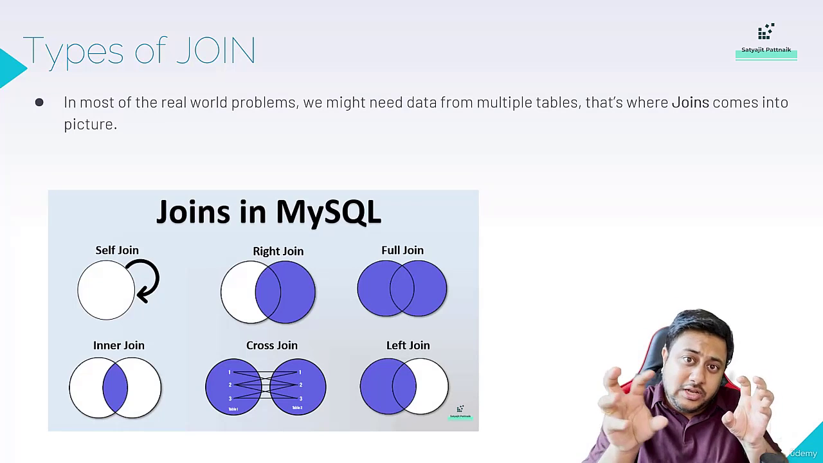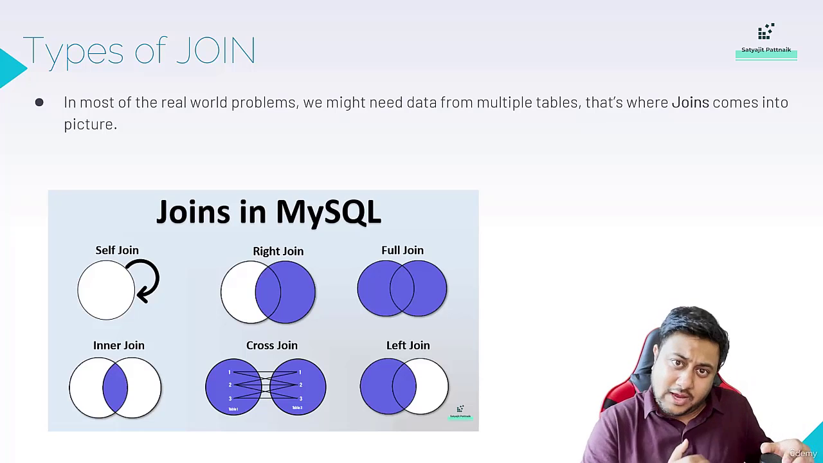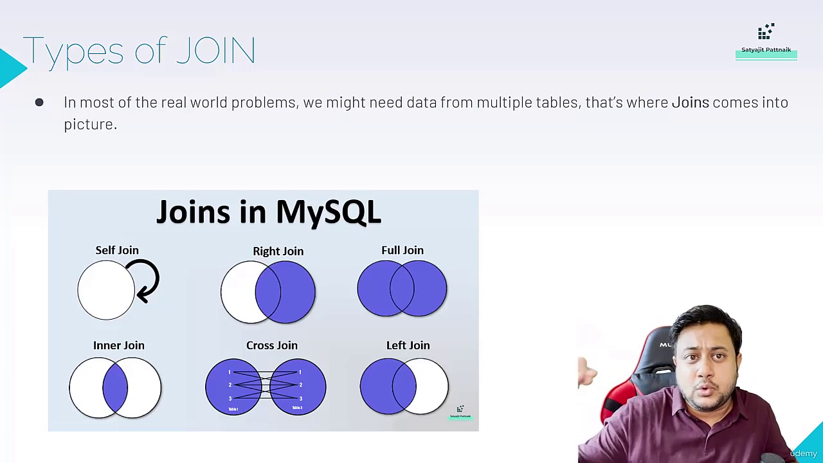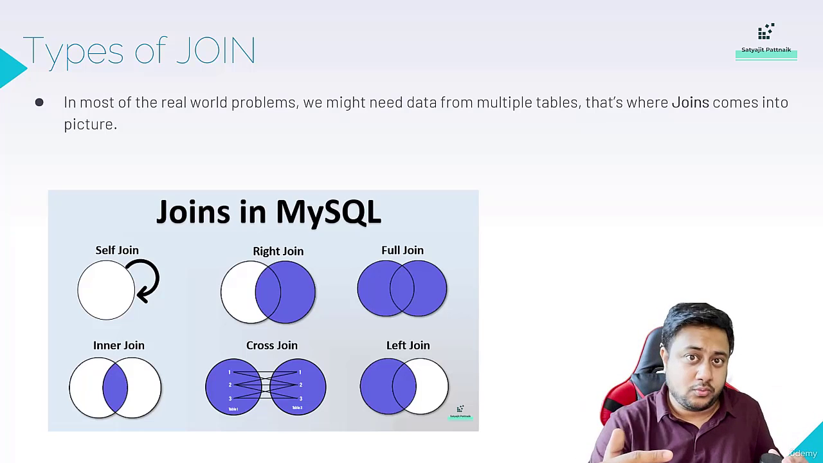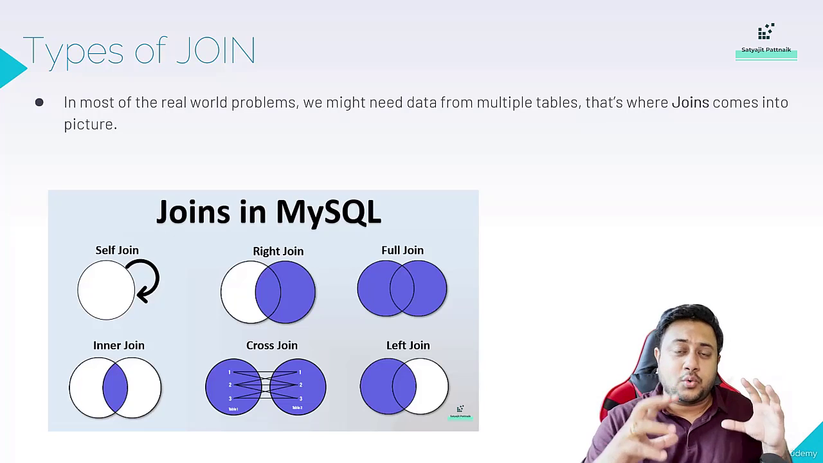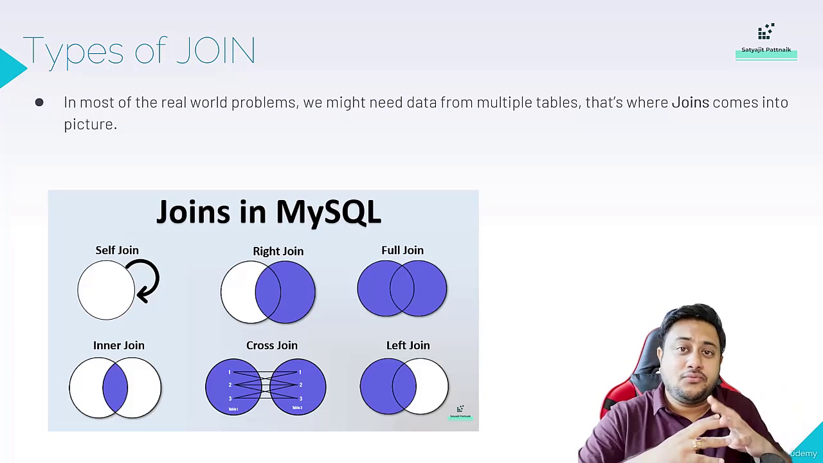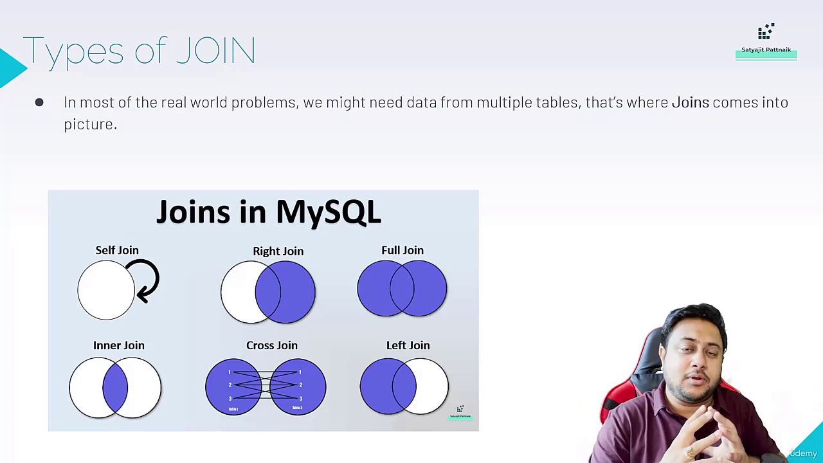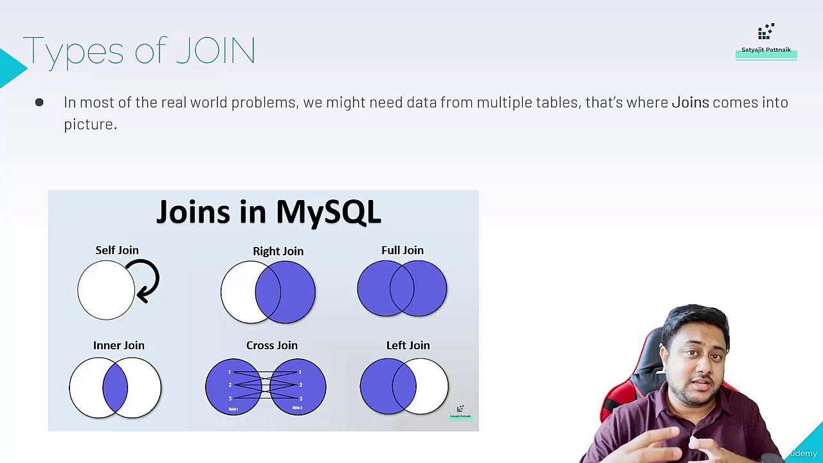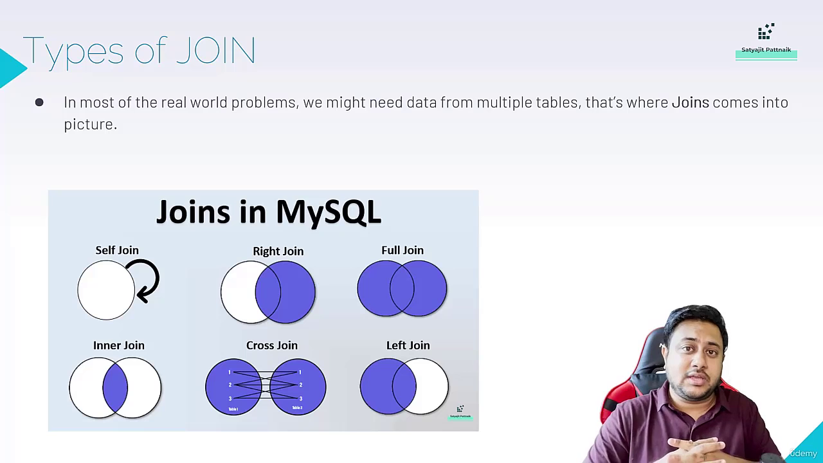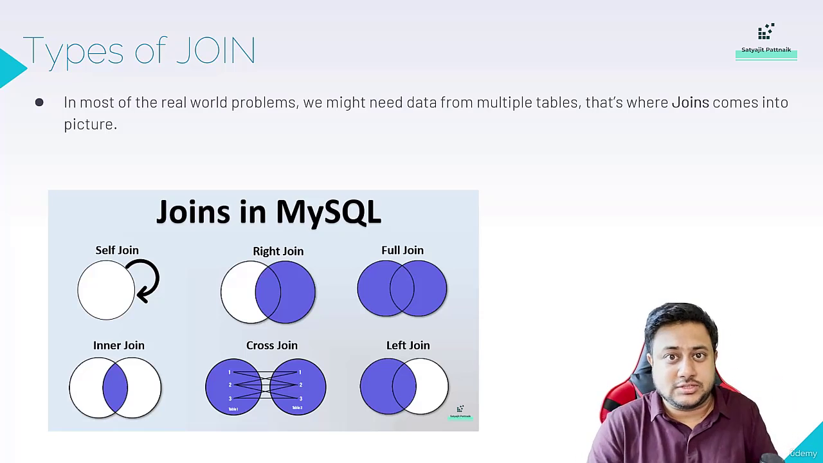If you need only the matching elements, let's say table 1 has employees 1, 2, 3, 4, 5 and table 2 has employees 1, 2, 7, 8, 9. So what are the common elements? 1 and 2. Your inner join will return only the common elements. Similarly, outer join or full join gives you the entire table. Another join is cross join, which gives you a Cartesian product. So let's see the different scenarios and how we manage different types of joins.